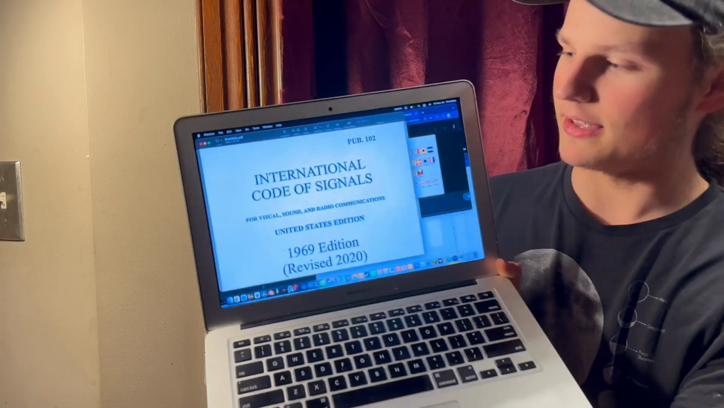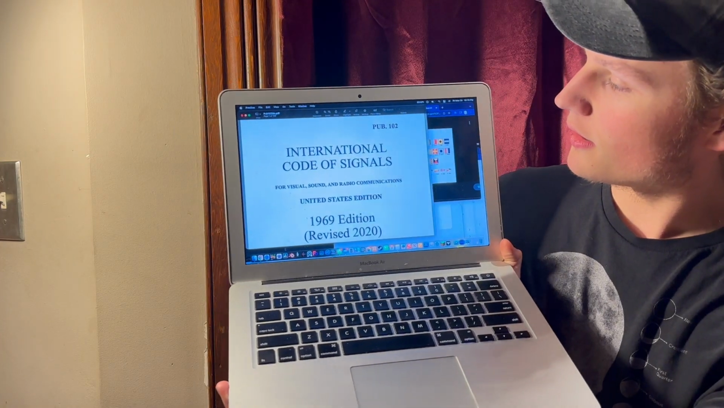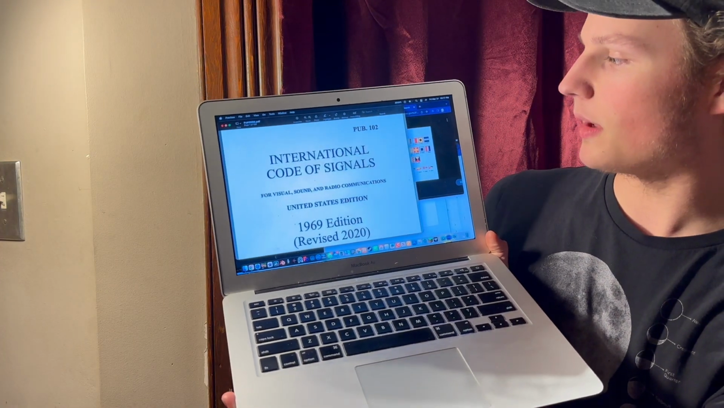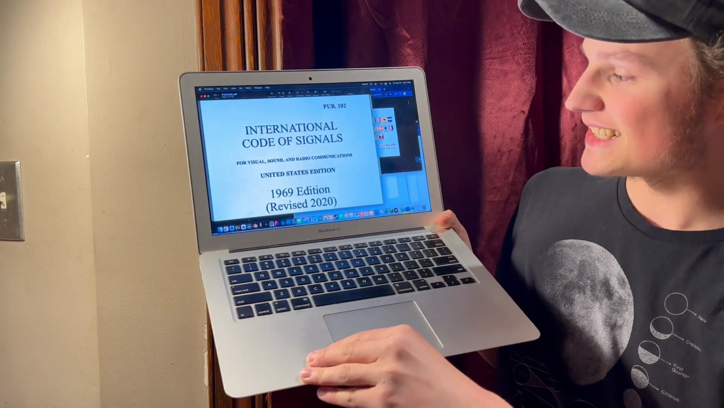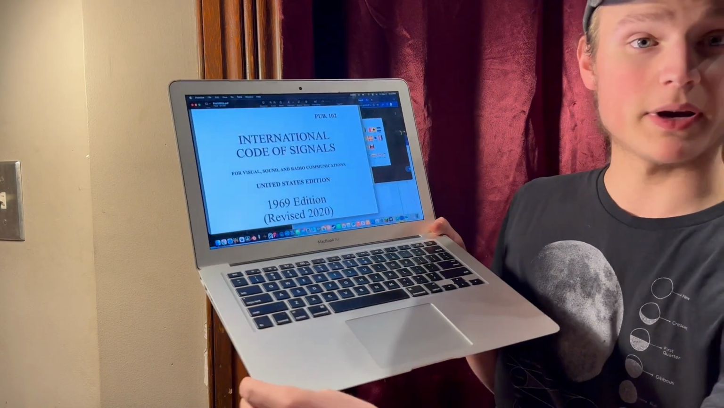Specifically, I kind of went down a rabbit hole. I do Morse code, and I was interested in semaphore because I had heard about it, and I found the International Code of Signals, published by Publication 102, 1969 edition, revised 2020.